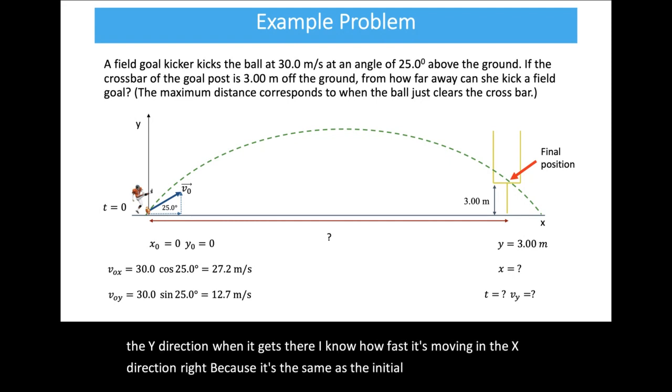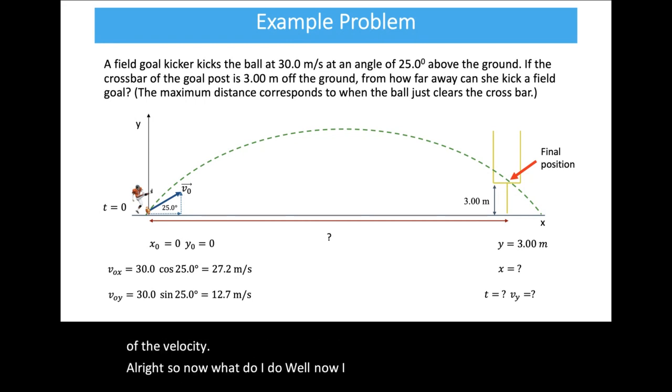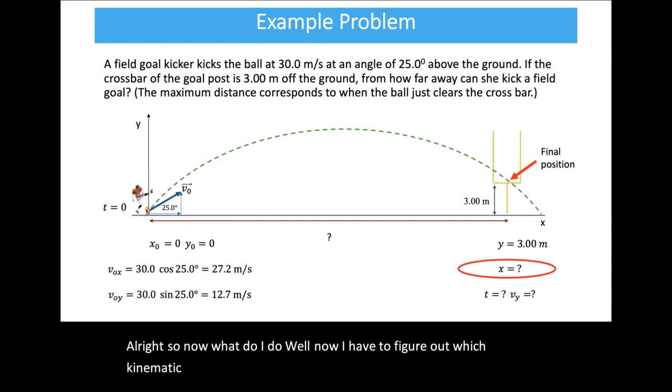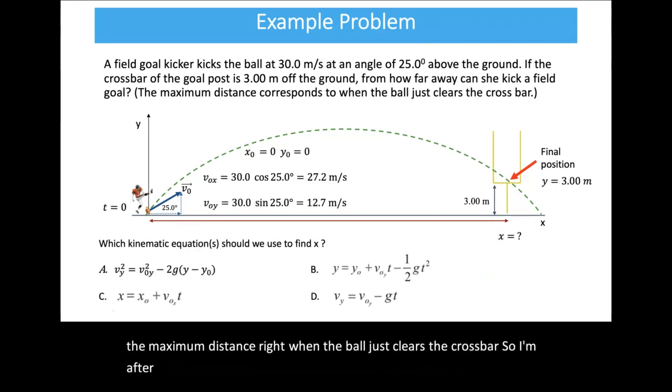x component of the velocity. All right, so now what do I do? Well, now I have to figure out which kinematic equations to use. I'm trying to solve for x, right? X is my goal, okay? The maximum distance, right? When the ball just clears the crossbar. So I'm after x, okay?